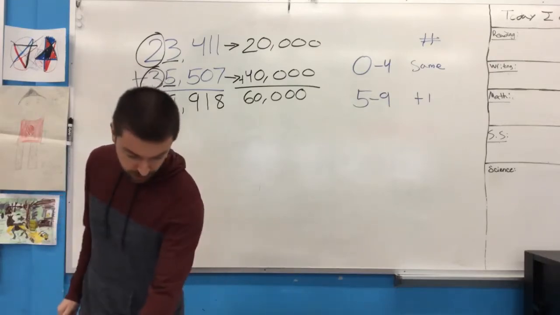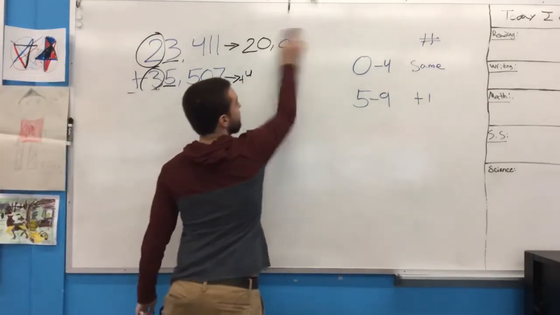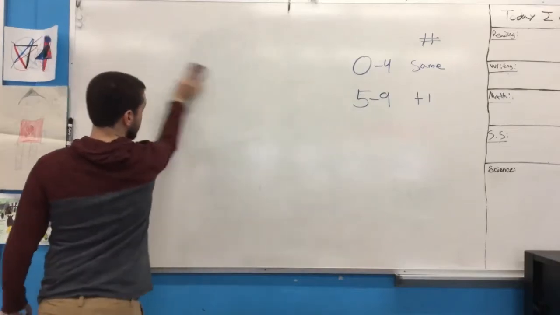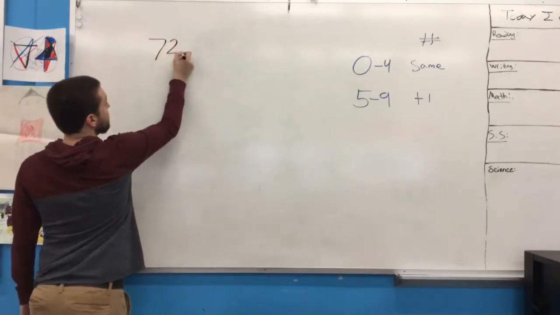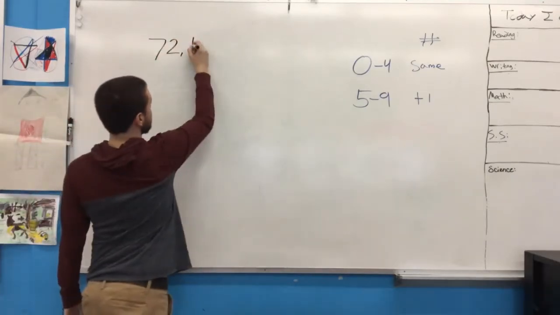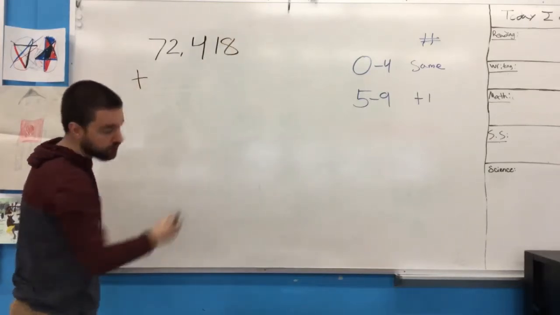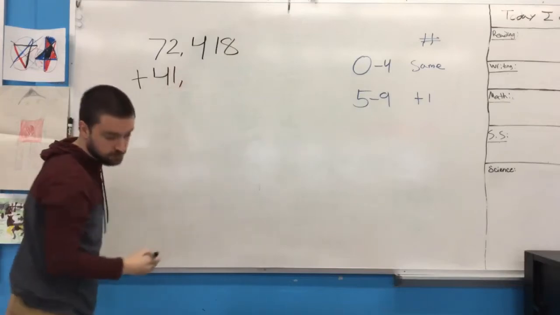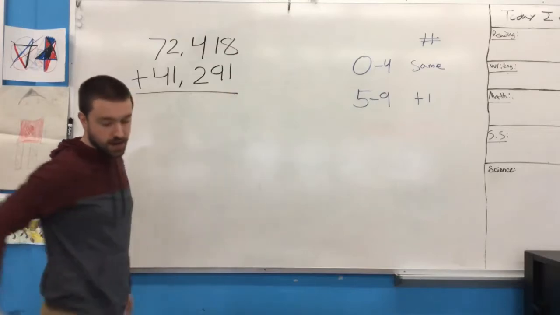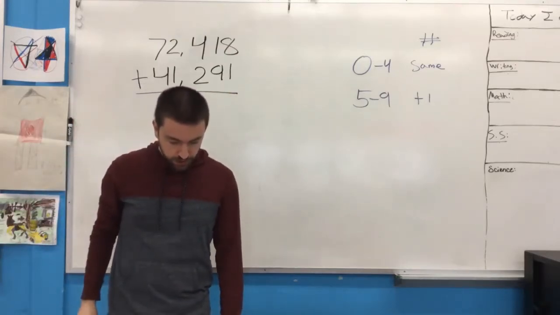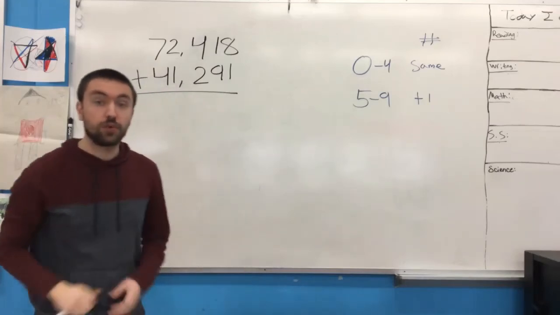Let's look at the very next question. 72,418 plus 41,291. I'm going to get rid of this nonsense, but I'm going to leave my little key over there to help me remember what to do. Now they said that the student answer is 113,709. That's a possibility. Let's do some rounding and find out.